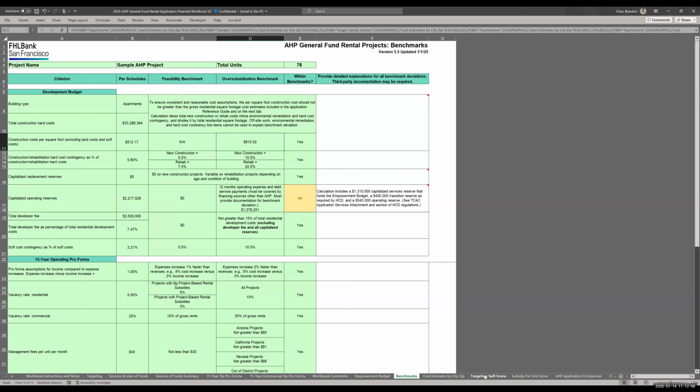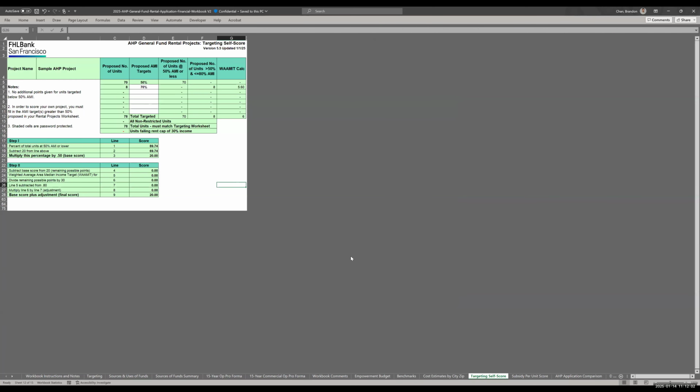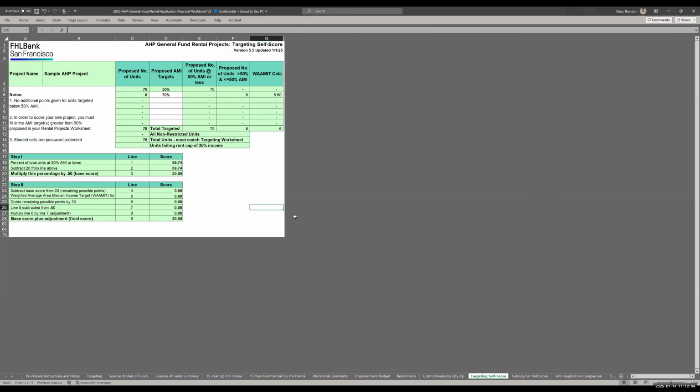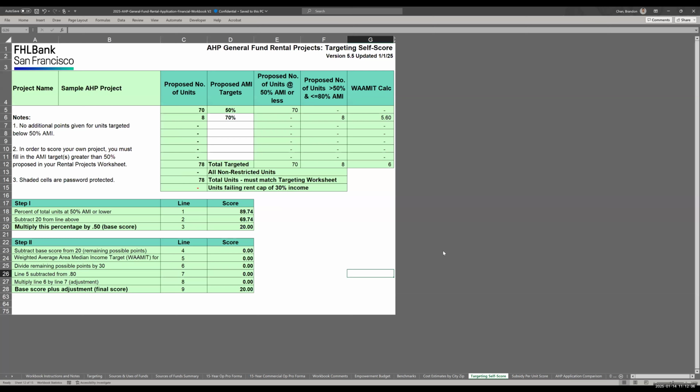We'll now look at the targeting self-score worksheet. No additional points are given for units targeted below 50% AMI. To score the project's targeting, AMI targets above 50% must be entered.